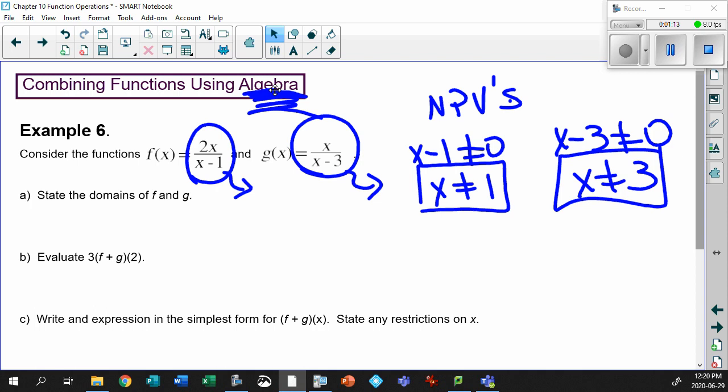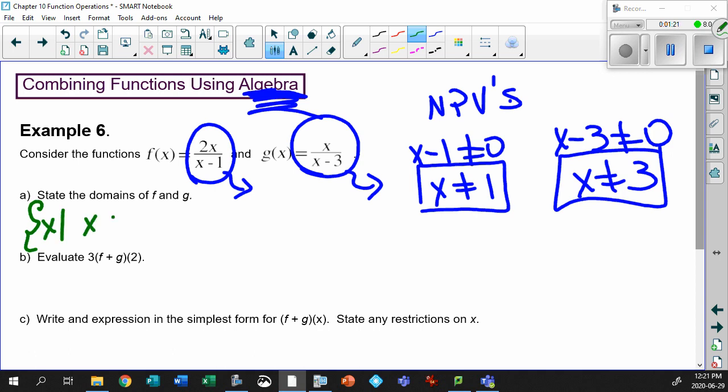Now, state the domains and ranges. Well, the domain could be anything you want, x such that x is an element of R, except x cannot equal, yep, non-permissible values, 1 and 3. There you go. X can be anything else as long as it's not 1 or 3, because that's going to make this denominator 0, and dividing by 0 doesn't work.